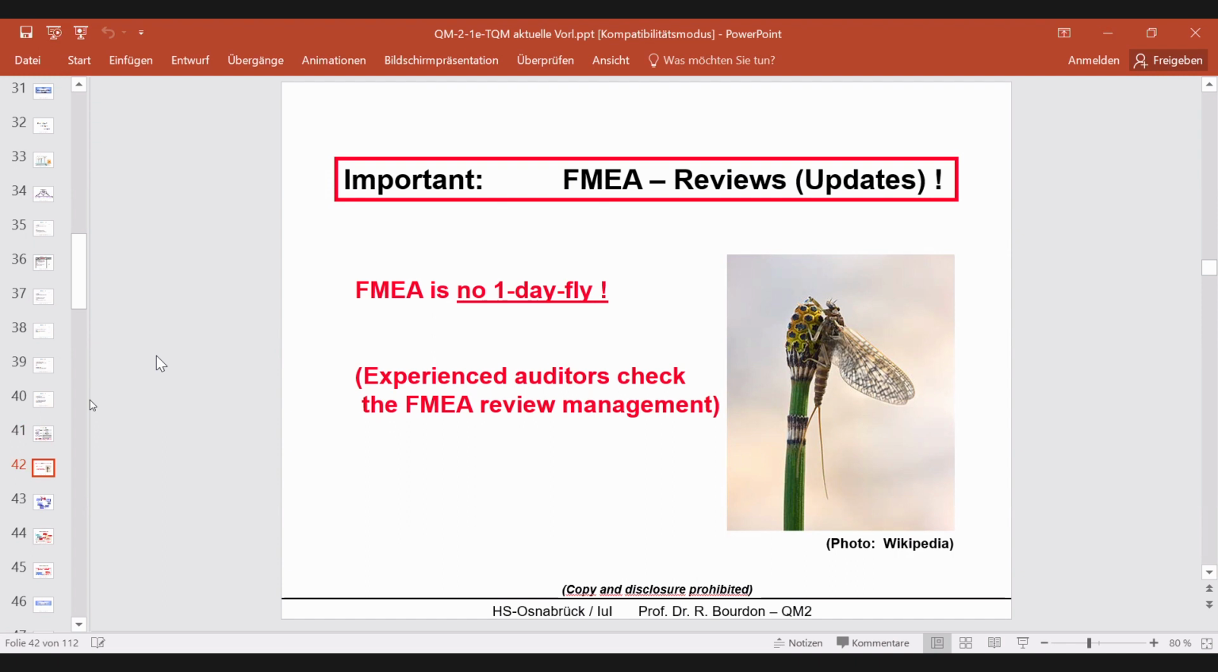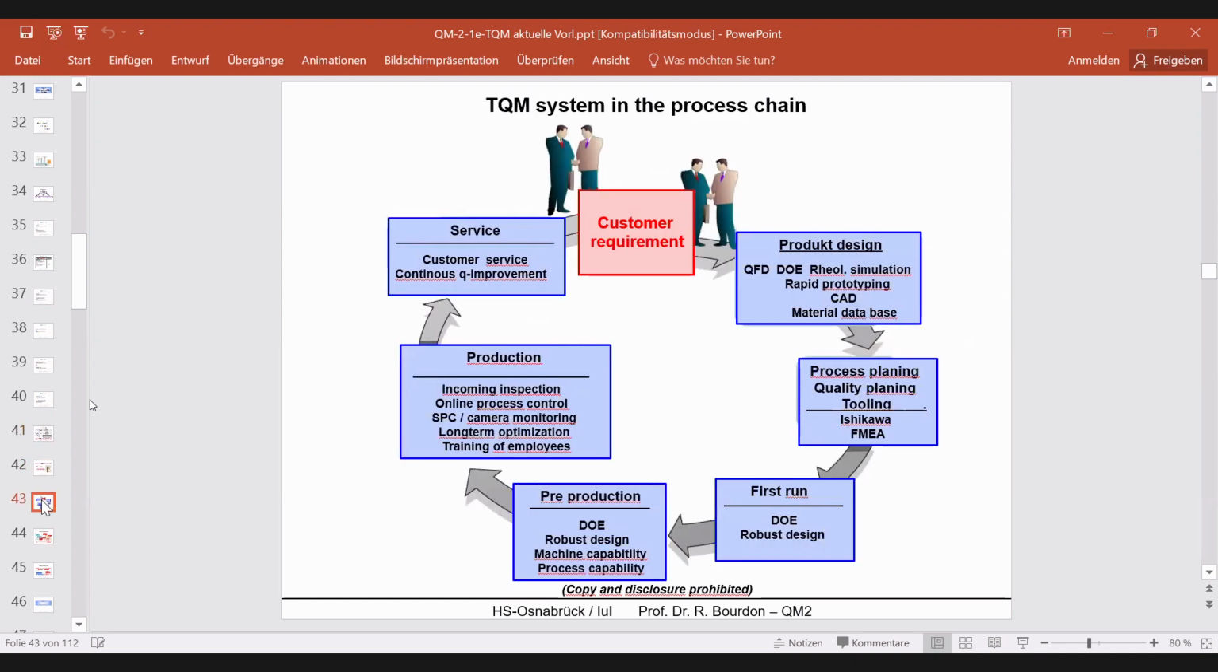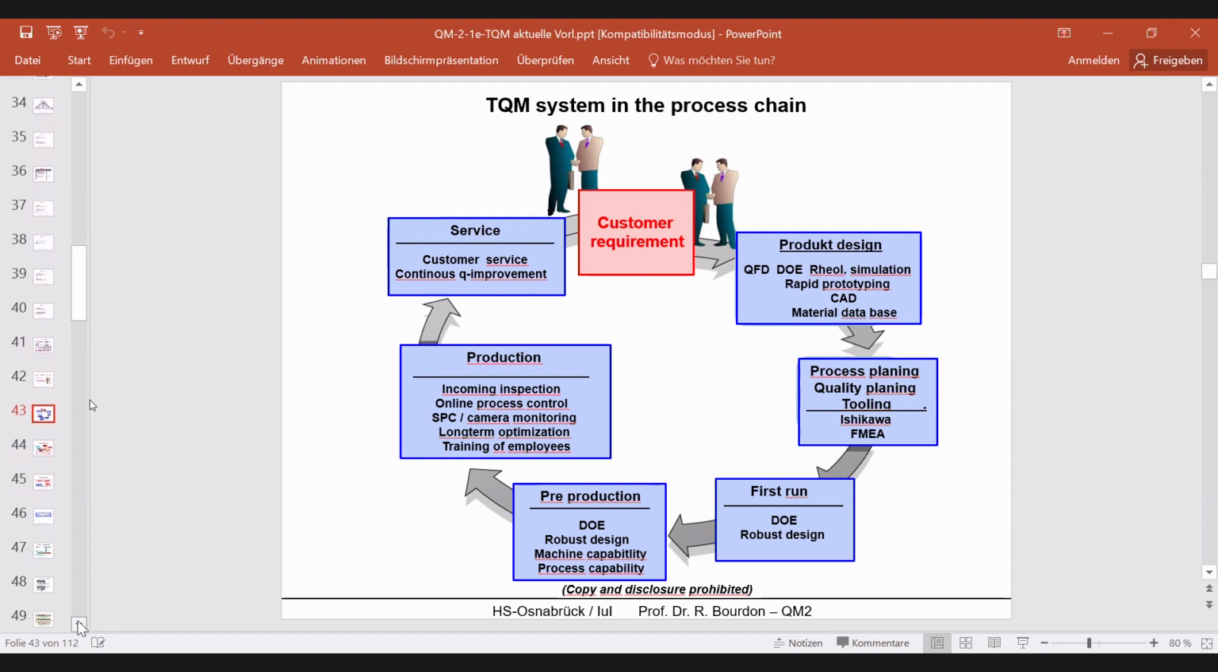Important is that an FMEA is not a one-day fly. This means it is not only performed one time, but after the planning phase, the old FMEA has to be reviewed, and they want to check if it is valid or not. So they have to make a review of the FMEA before starting the product. FMEA is a very popular tool in quality management and is done by many companies.